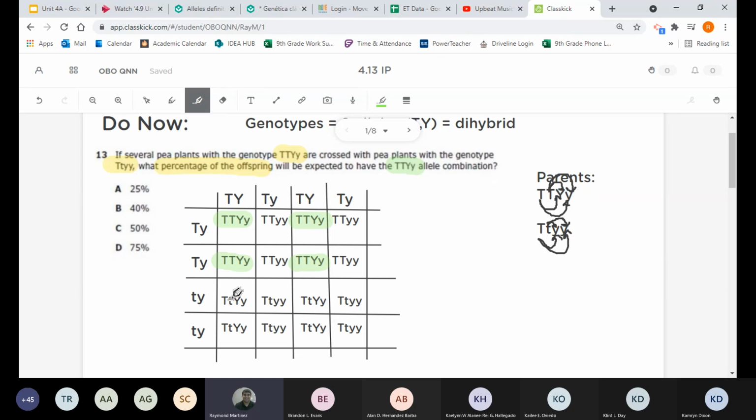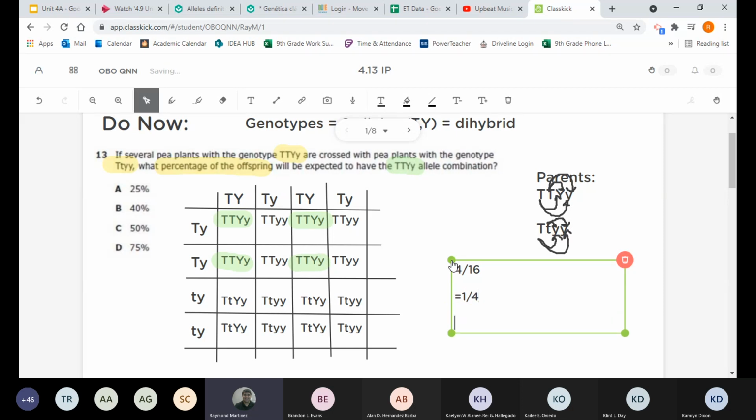You go down here. Now quickly you notice that up here we were dealing with two uppercase letters, right? Both of these alleles for the T were dominant. Whenever you come down here, it becomes heterozygous, right? There's no longer two big T's. They are big T, little t's. So none of those are going to be it. So what does that mean? That means that we have 4 out of 16 possible, right? You can reduce that down. That's going to be 1 out of 4, and that's going to equal 25%.